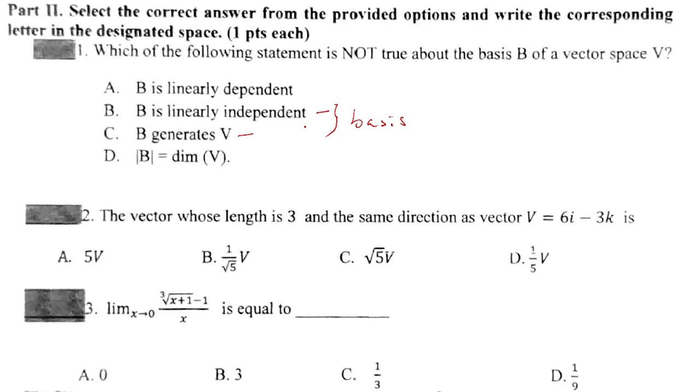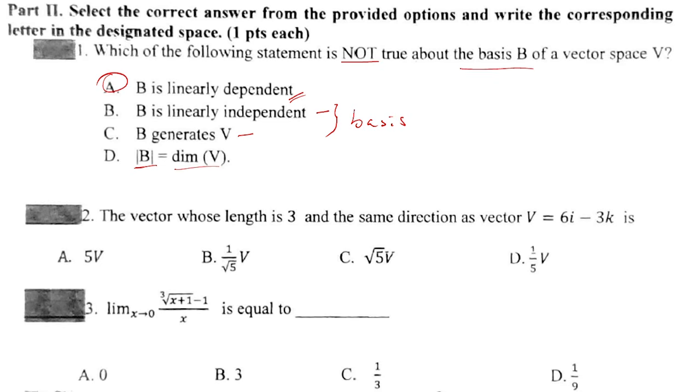So they are true. And we know the dimension of the vector space means the number of elements of the basis, the cardinality of the set B, the number of elements in the set. That's the dimension of V. So B, C, D are true. A linearly dependent set could not be a basis for the vector space. So B could not be linearly dependent. Not true. Yes, the answer is A.